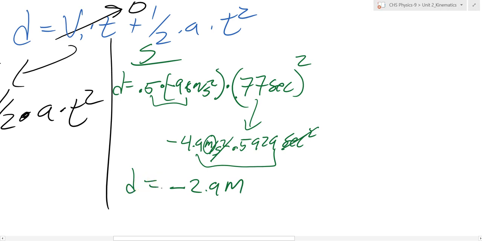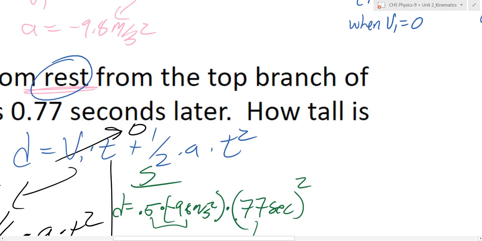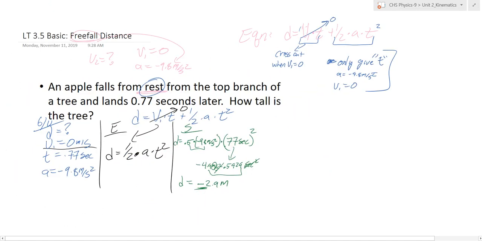So the distance, or the displacement, or however you want to think about it, the apple fell down. That's the negative 2.9 meters. The question's asking how tall is the tree? So then we could say D equals 2.9 meters. Both of them are correct, so I'll circle them. If we're being technical, how tall is the tree? Well, the tree is 2.9 meters tall. But if you answered negative 2.9, hey, you know what you're doing.